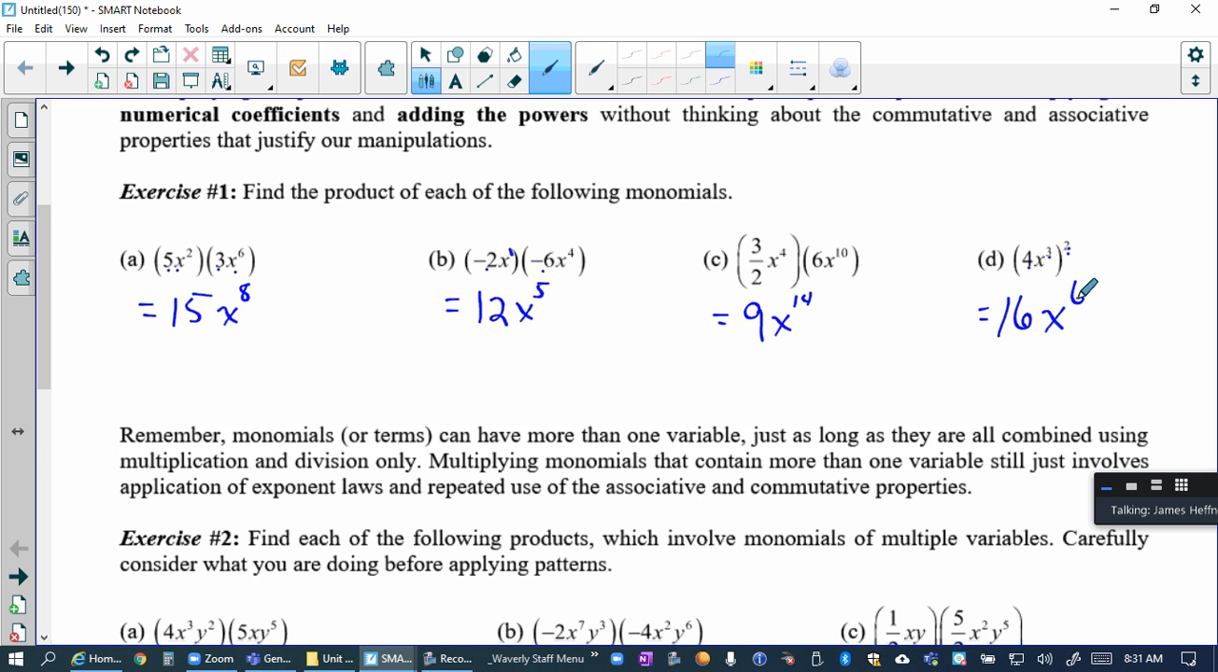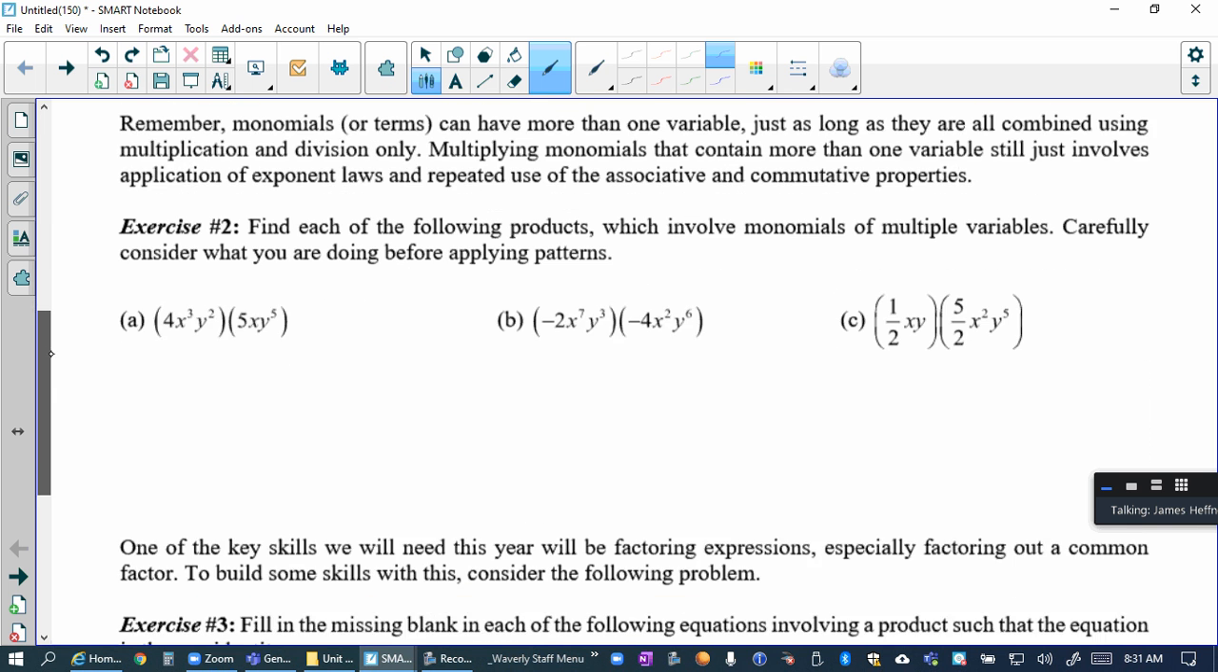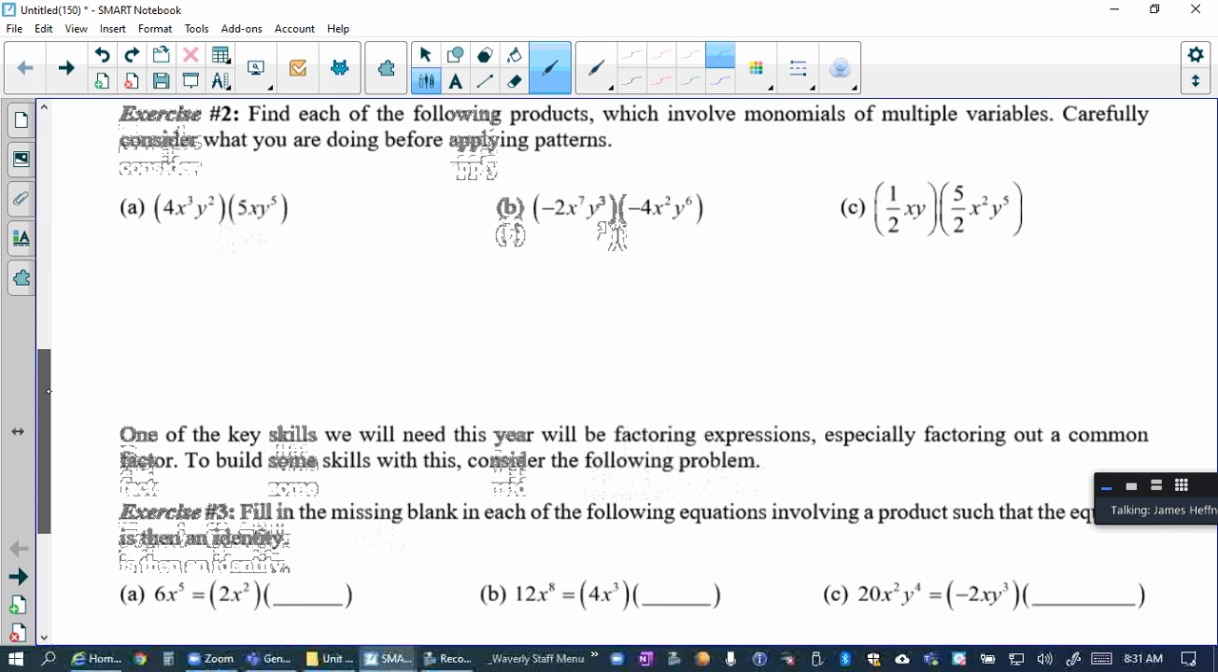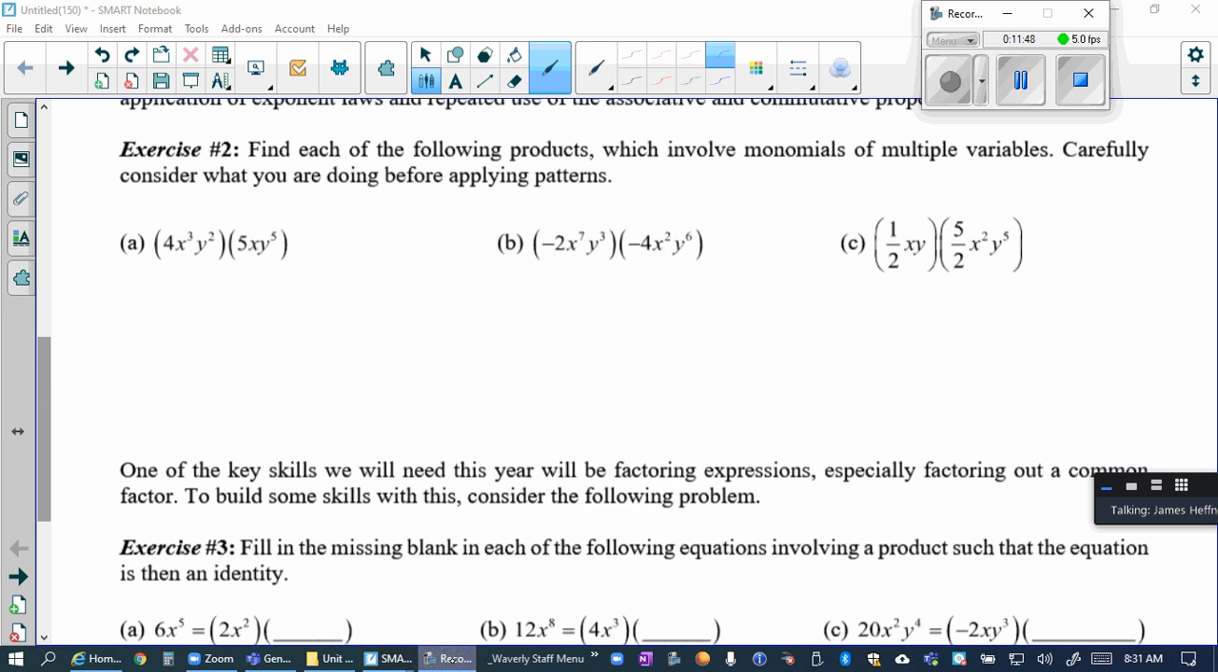If you think you kind of understand what you're doing there, everyone go down here. I'm going to give you a moment to try exercise 2, A, B, and C. Multiply those out, apply your properties. I'm giving you about 2 minutes to go through that, and we'll come back to it in a second. Anybody get the first one yet?